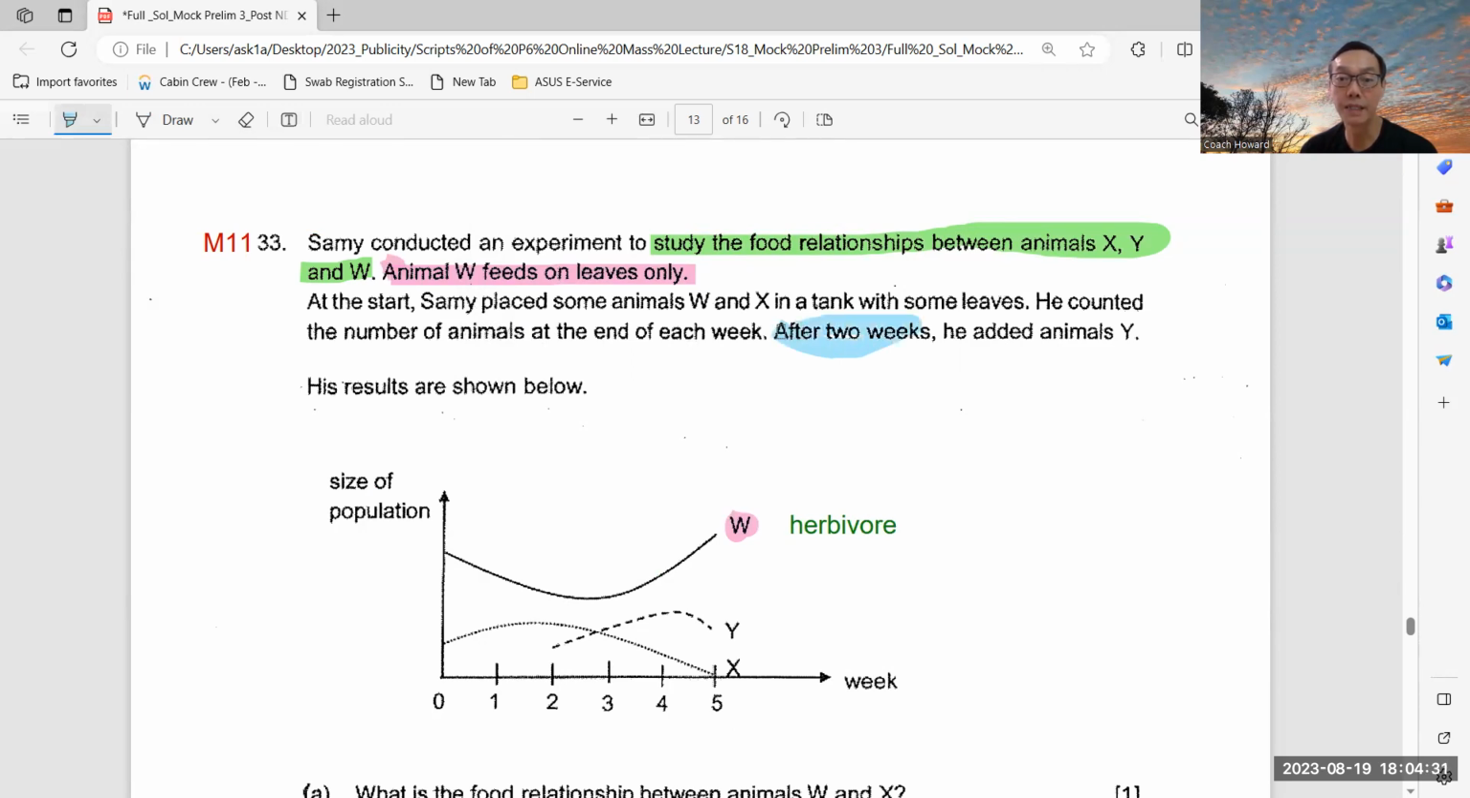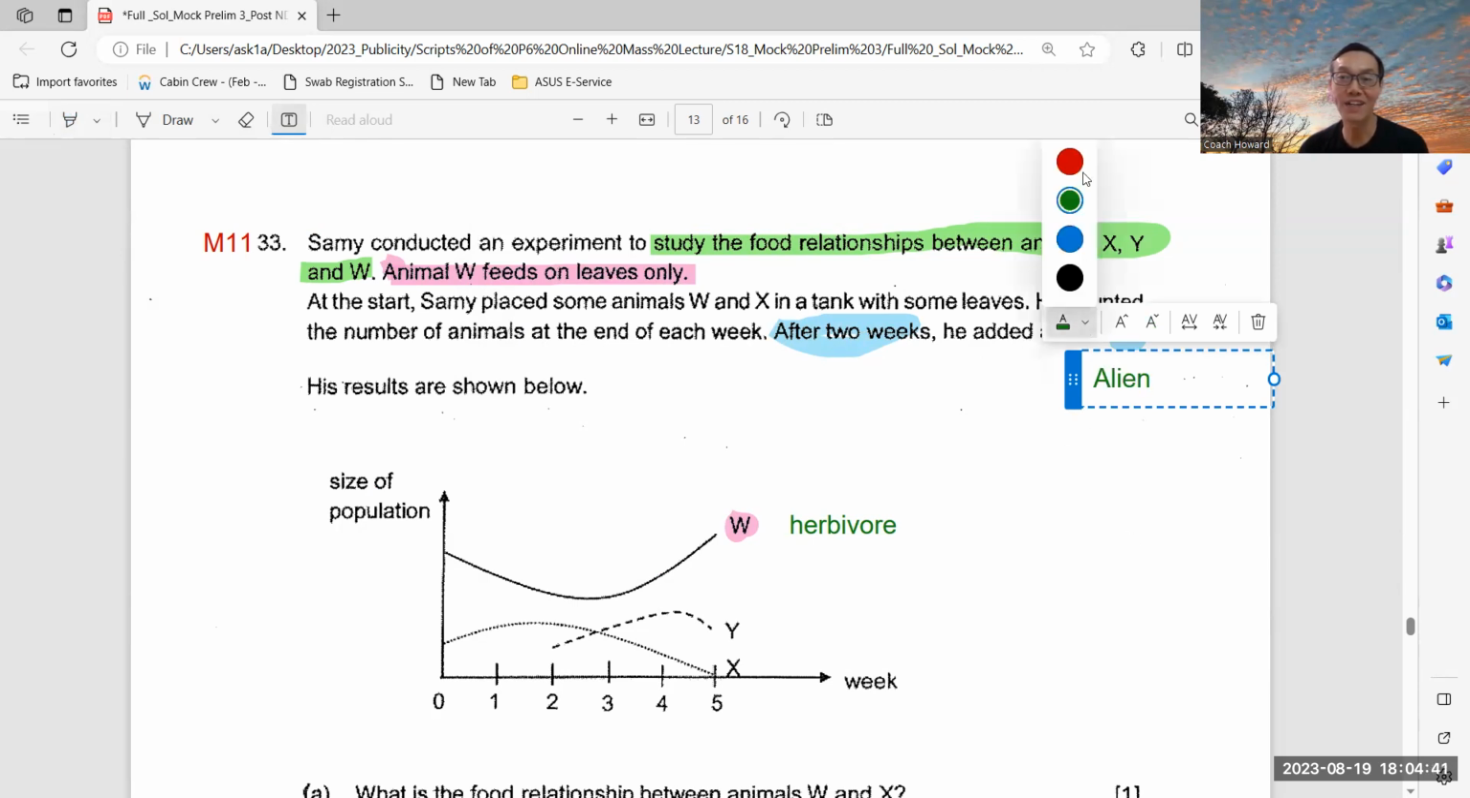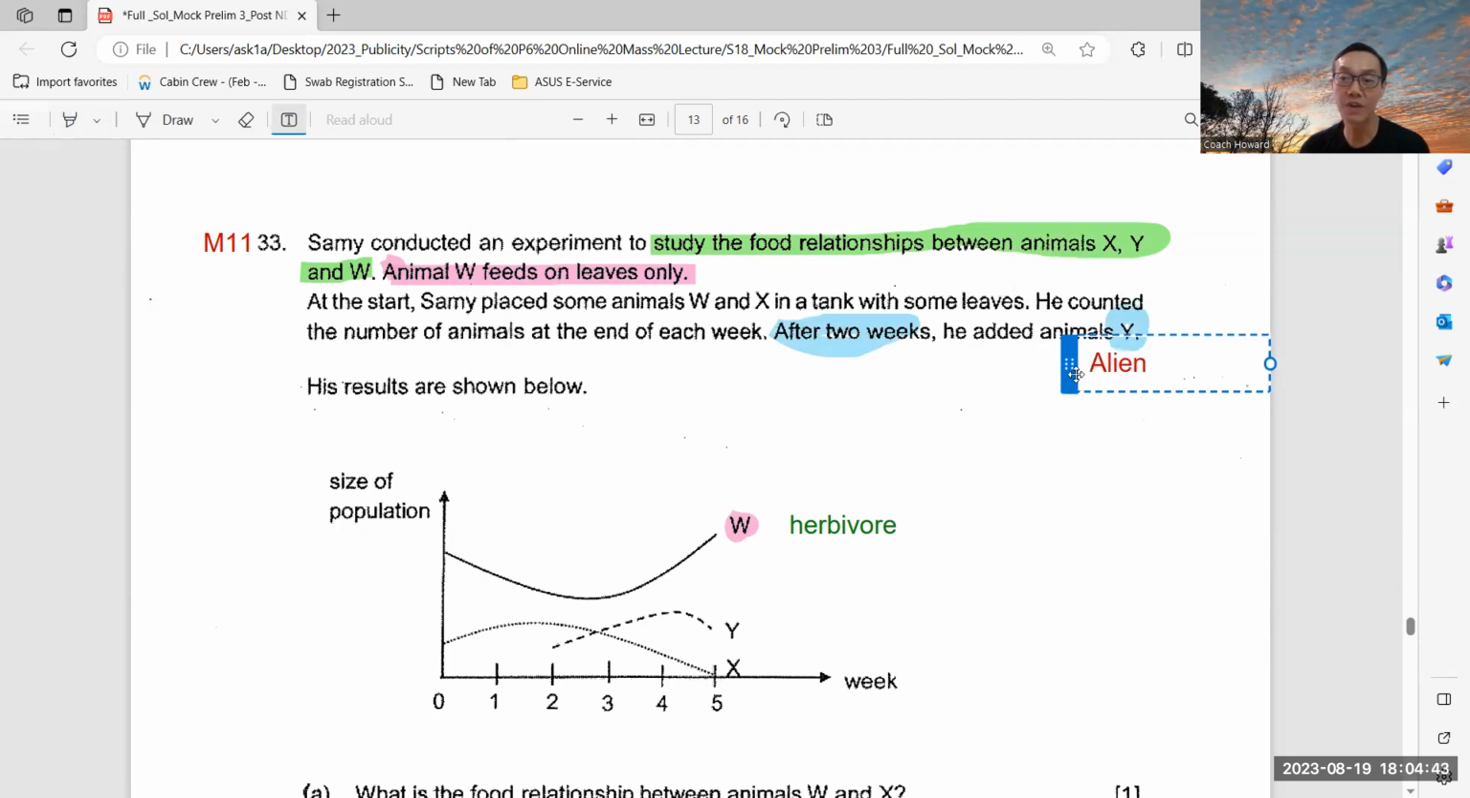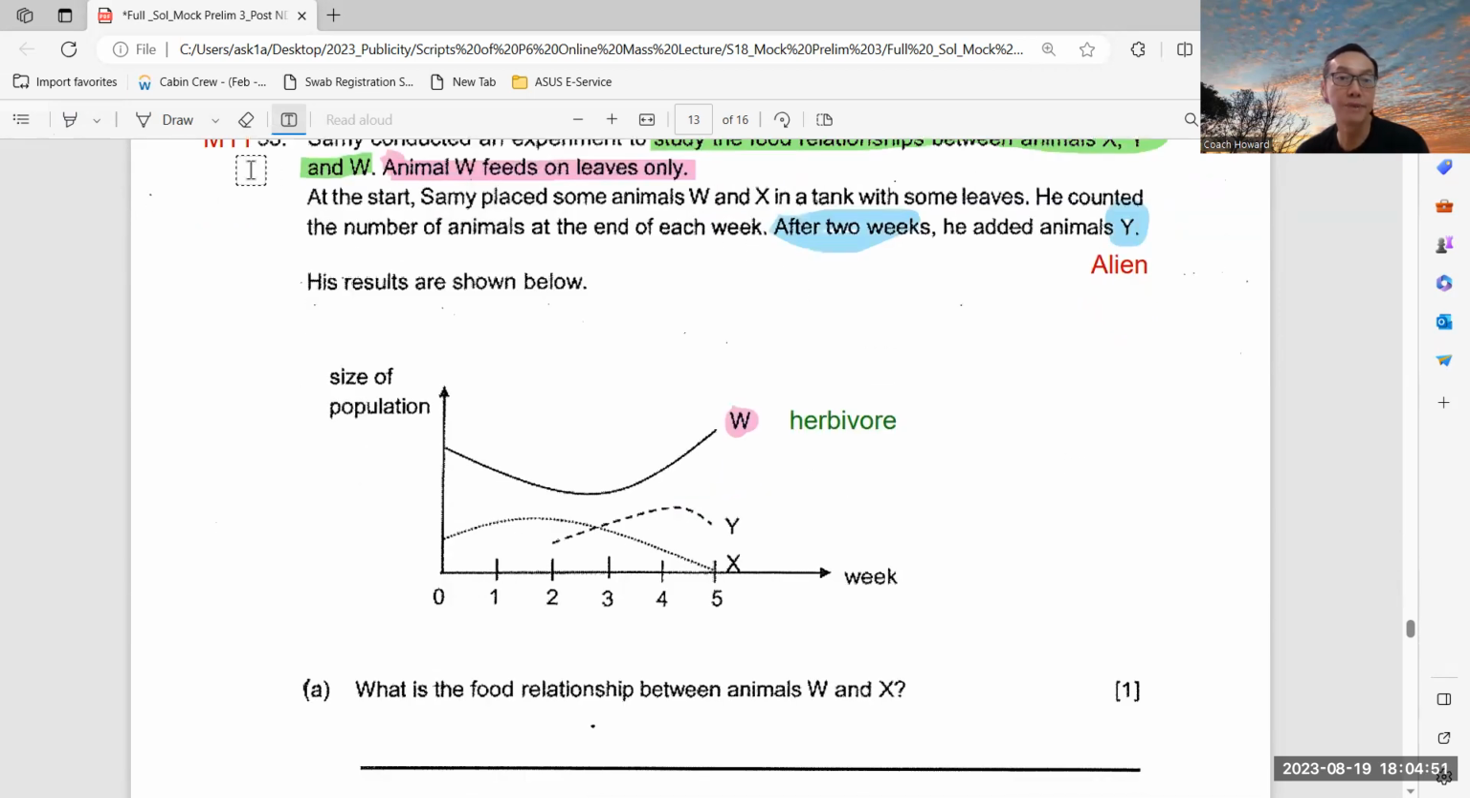After 2 weeks, this Y, you can put here is an alien. They added an alien inside. Why do I call it an alien? Because this organism does not belong to the environment. It's added suddenly at week number 2. You can see something happen here.